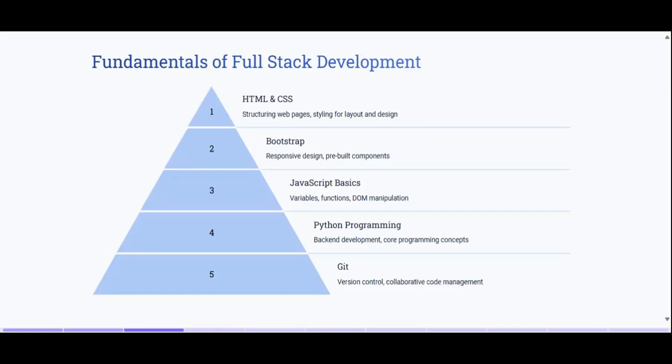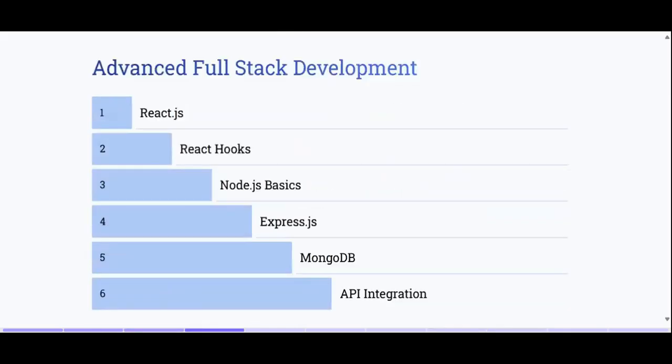We will also cover Python programming, focusing on backend essentials. For instance, you might write code to collect and process form data, which is crucial for building server side applications. Finally, Git will be introduced for version control. Picture this: you are working on a group project and you accidentally delete a crucial piece of code. With Git, you can easily restore previous versions, making teamwork and experimentation easier and faster.